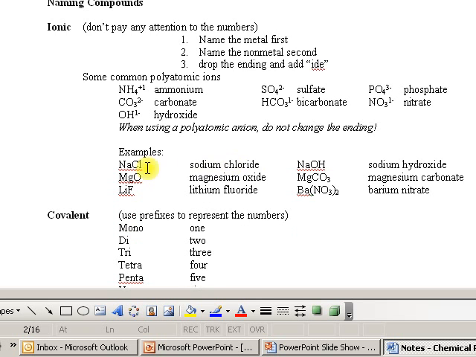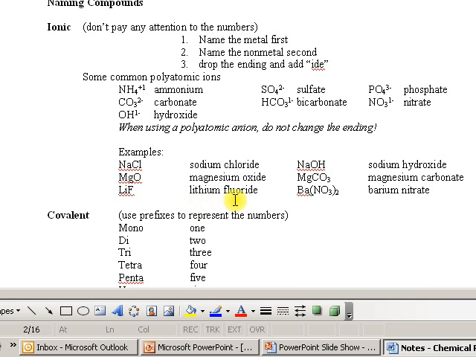To give you some examples, we see NaCl, which stands for sodium chloride. Notice that the Na stands for sodium, the chlorine is Cl, but we drop that INE ending and we add IDE. In the next case, we have MgO. Mg stands for magnesium, O stands for oxygen, but of course we drop the ending and add IDE, so we end up with magnesium oxide. Lithium is Li and F is fluorine. Again, drop the ending and add IDE, so it's lithium fluoride.